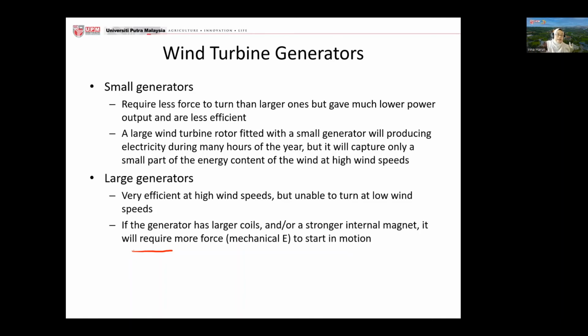So there are different considerations there that are mostly related to the location. How is the wind speed in that area? If it's very consistent year-round, very high, then you can go for a large generator. But if that location has variable speed, then small generators would be a better option. Okay.